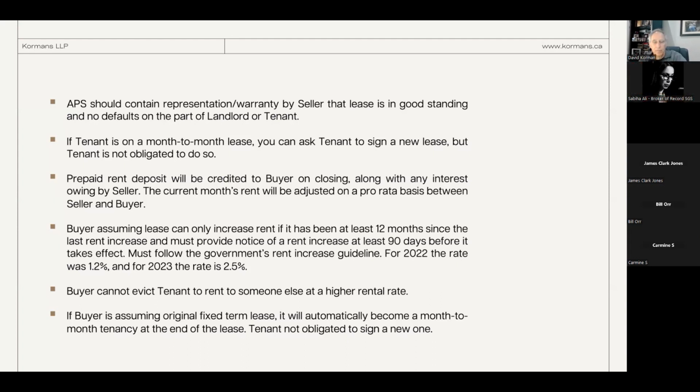Okay. Now, buyers, anybody that's, landlords are not allowed to increase rents to whatever they want.